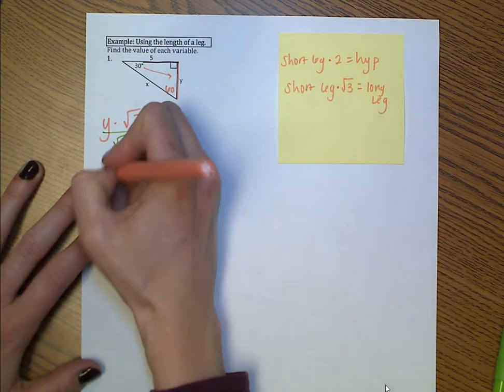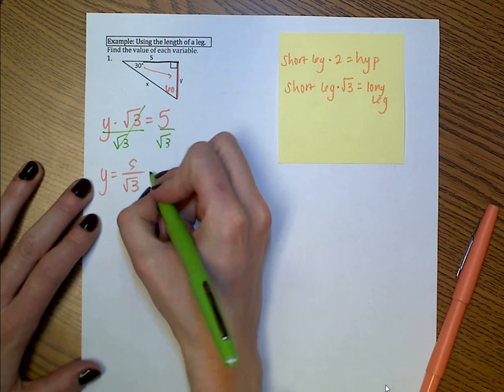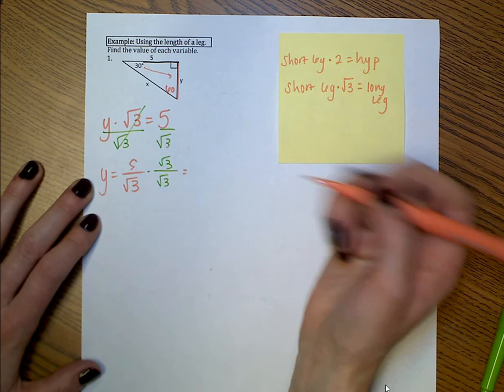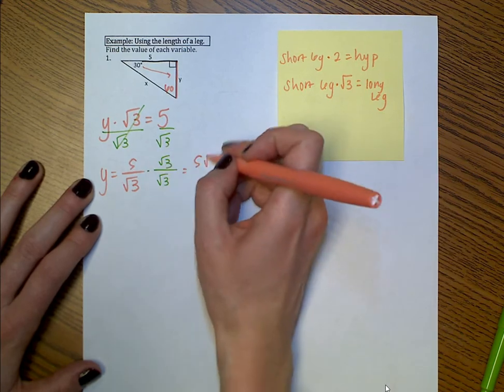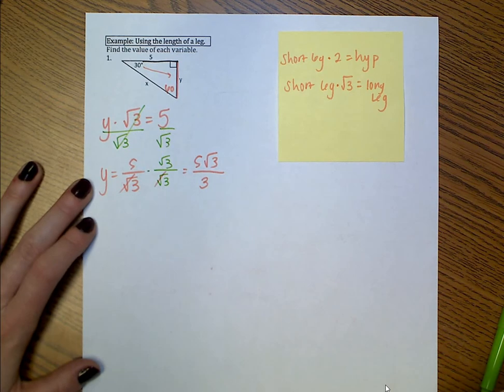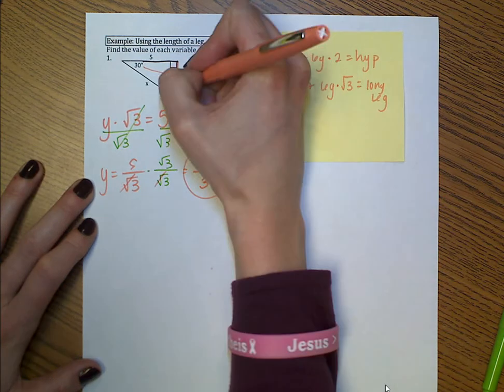And here's where rationalizing the denominator comes back yet again. You've got to multiply by radical 3 over radical 3. On top, that would be 5 radical 3. And on the bottom, the radicals cancel, and it's just 3. Okay, so there's my y value. It's not the nicest number, but there it is.